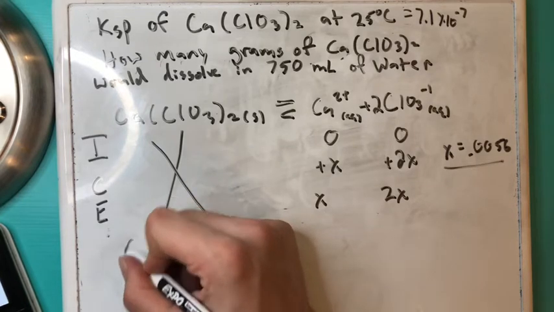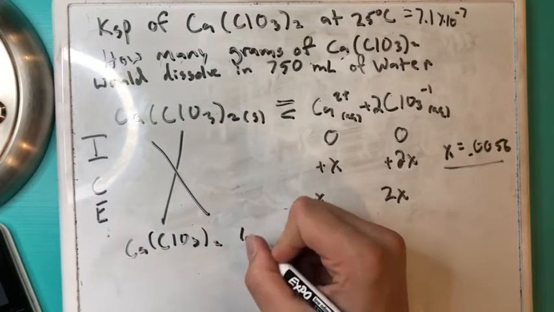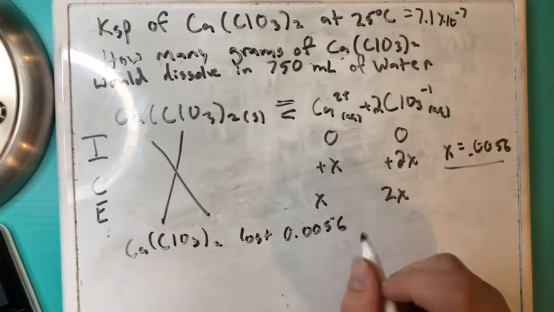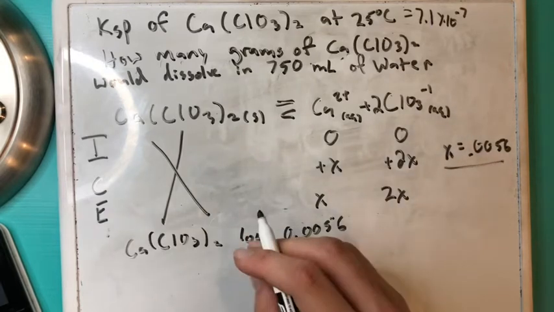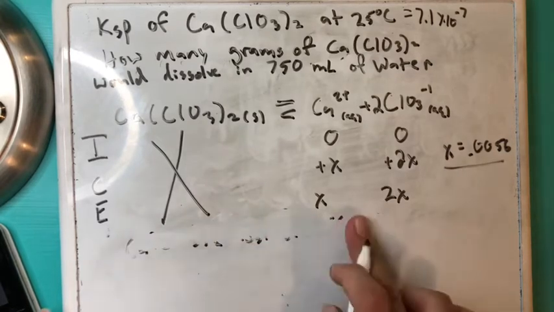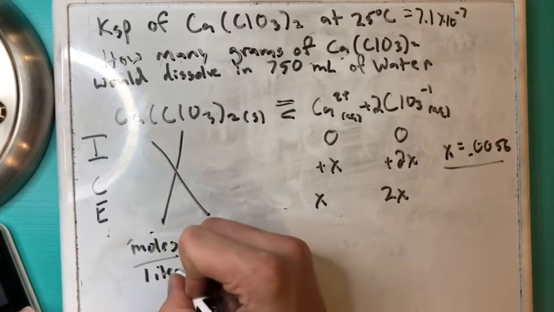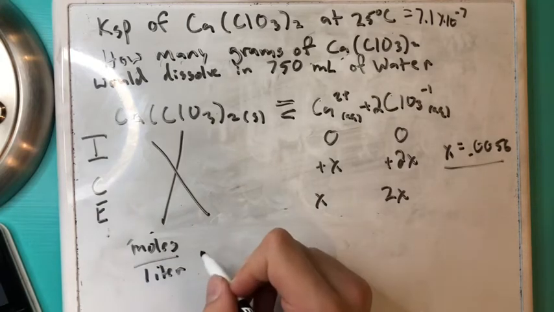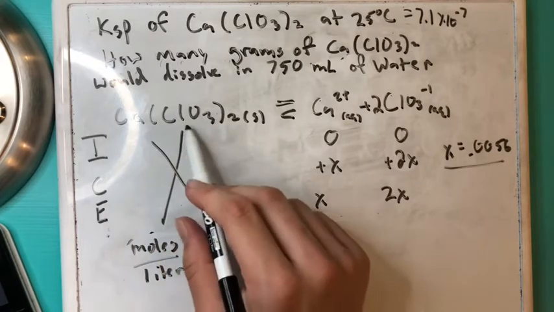So the calcium chlorate lost this number, the 0.0056. So from here, we have the molarity value, but that's not what we want. We want to know how many grams it lost. So molarity is moles per liter. So next thing we need to do is convert this to grams. So how many grams are in 1 mole of this?